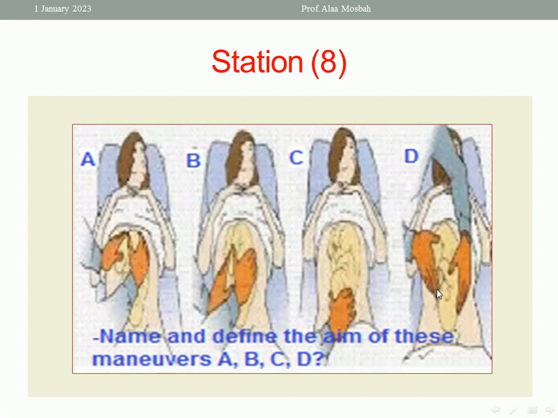Next is figure D. This is the second pelvic grip, done with two hands, trying to feel the sinciput and the occiput. What is the aim? To know the fetal head attitude. Is the head flexed or deflexed or extended? In case the head is flexed, the occiput will be lower down than the sinciput. In case of head deflexed, occiput and sinciput would be at the same level. In case the head is extended, the sinciput would be lower down than the occiput. Okay, so what is the aim? To know the fetal head attitude from the second pelvic grip.